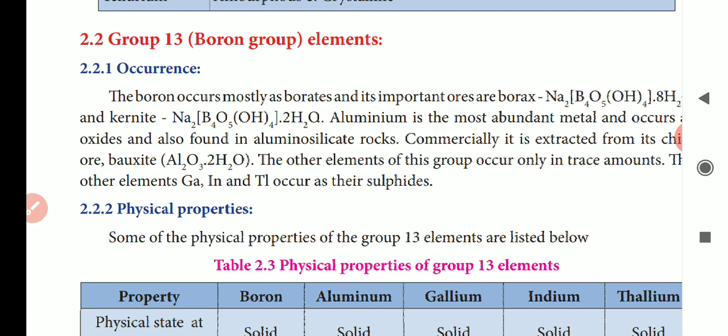Outside of the complex, containing 8 moles of water means it is called borax. Outside of the complex, containing 2 moles of water means it is called kernite. This is the major difference between borax and kernite.